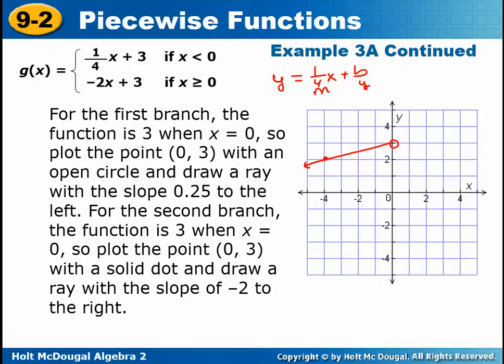Now for the second part of the function, it has a y-intercept of 3. Oh, so did the other one. So I have to put a closed circle there. They kind of overlap each other. And now the slope is negative 2, which means go down 2 and over 1. Down 2 over 1. So then I would connect these lines. Something like that. Their lines are straighter than mine.